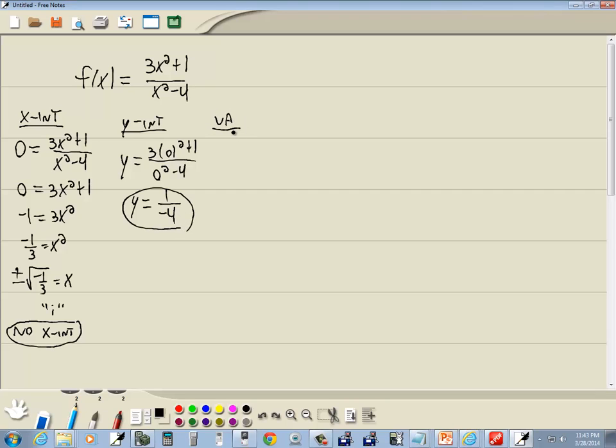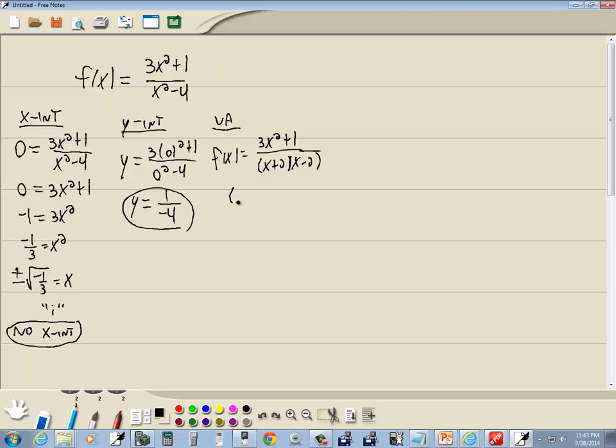Now our vertical asymptotes says to factor the top, factor the bottom. Well, we've got f of x equals (3x squared plus 1) over (x plus 2)(x minus 2). Now, that was difference of two squares I used there. Now, step 2 for vertical asymptotes was to cancel. Well, there's nothing to cancel, so then I go to step 3.